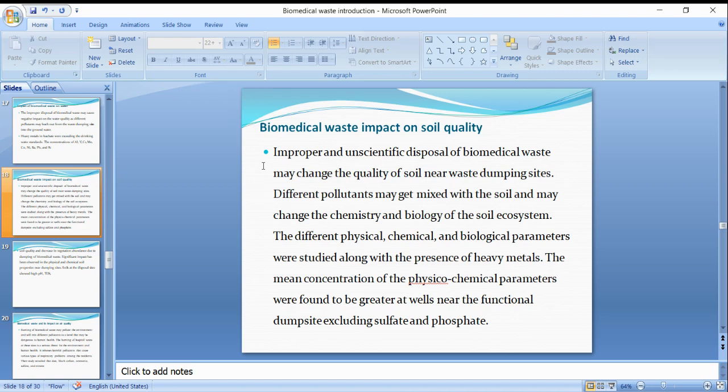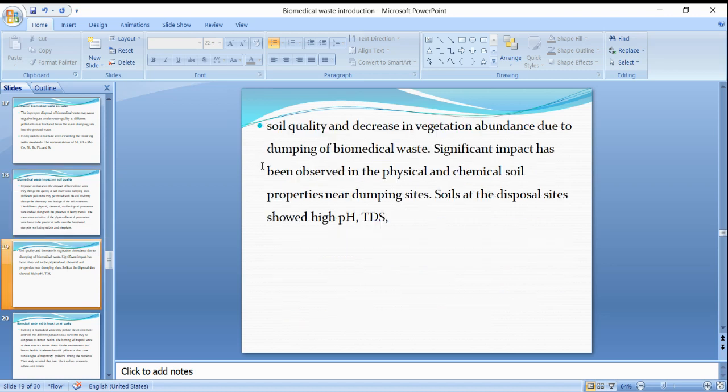So, excluding the sulfate and the phosphate, these will change it: soil quality and decrease in vegetation. What they will do is decrease the soil quality, and it also reduces the vegetation, due to dumping of the biomedical waste.